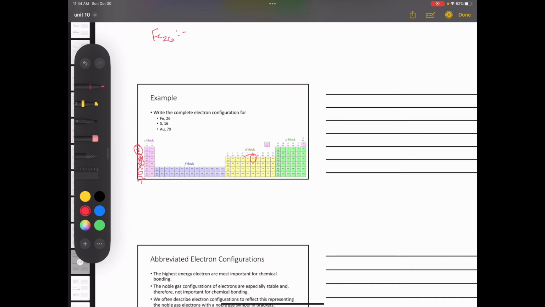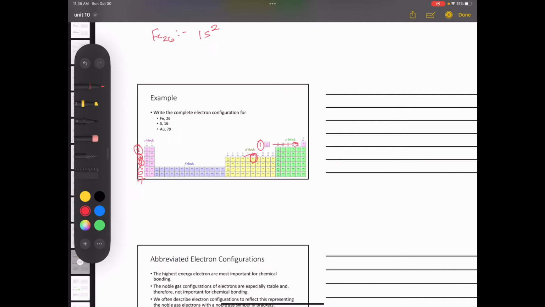Since we have 26 electrons sitting in the d block, that means the 1s, the first principal energy level, has already been filled, right? Otherwise, we would not be sitting at the d block with 26 electrons. So that makes it 1s2. And I can see the s orbital is already filled because we are going all the way down to 26 electrons. So that makes it 1s2.